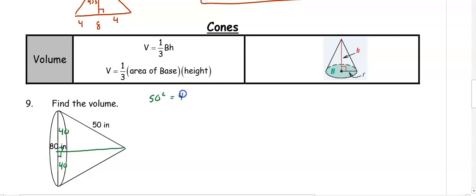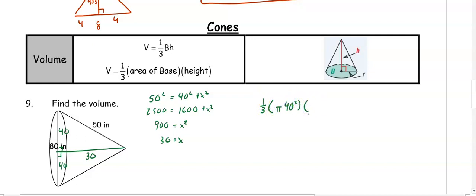So 50 squared equals 40 squared plus x squared. 2,500 equals 1,600 plus x squared. 900 equals x squared. So our height is 30. Then to find the volume, it is going to be 1/3 the base area. So to find the base area of a circle, it is pi r squared, so pi 40 squared, times the height of 30. Because even though the cone is laying on the side, the height goes from the vertex to the base. So when we multiply that, we get 16,000 pi inches cubed.